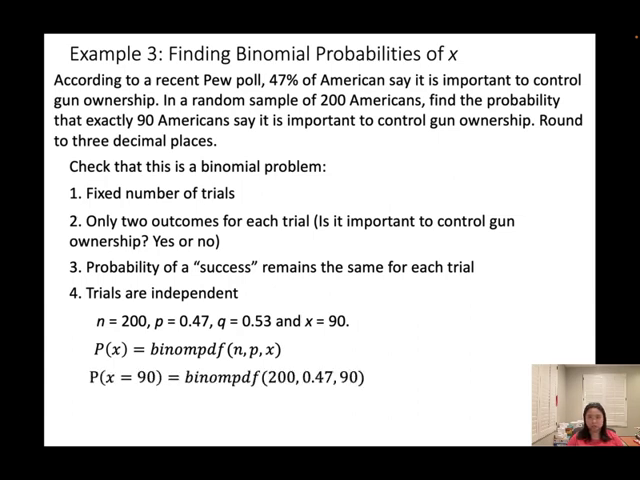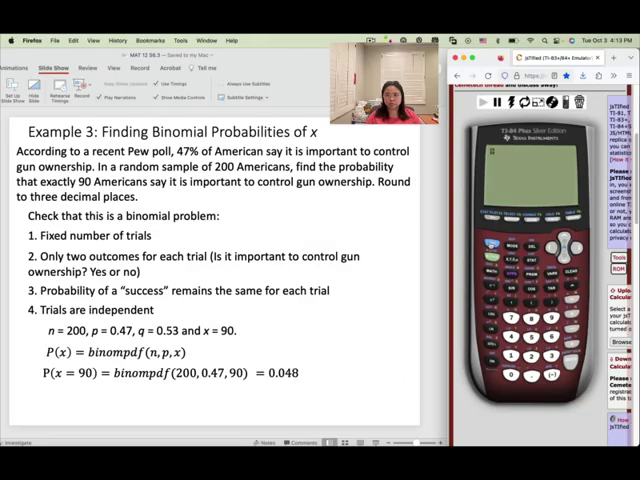Okay, use your calculator. So we're going to press 2nd VARS and go down. You're going to see binomPDF and binomCDF. We are finding the probability of exactly x equal to 90, so that will be PDF. And then 200, comma, 0.47, comma, 90. Okay, enter. So you're going to get 0.04x2. Oh, to 3 decimal places, so only 0.048.